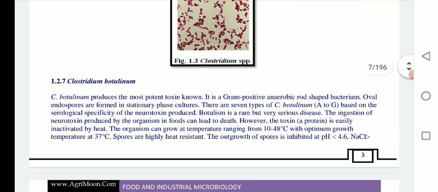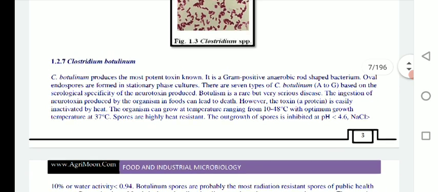Then next, Clostridium botulinum. Again, it is an important food pathogen. So Clostridium botulinum produces the most potent toxin known, botulinum toxin. It is a gram-positive anaerobic rod-shaped bacterium. It produces oval endospores that are produced during stationary phase.